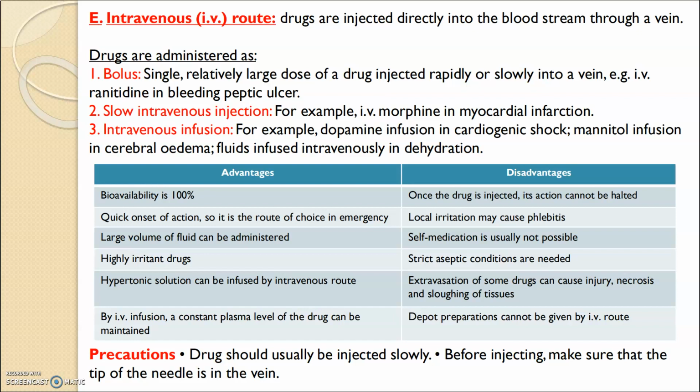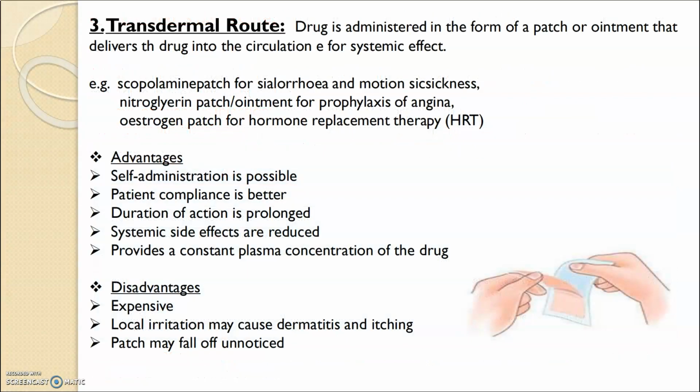Before injecting, make sure that the tip of the needle is in the vein. Next is a transdermal route. Drug is administered in the form of a patch or ointment that delivers the drug into the circulation for systemic effect. Example, scopolamine patch for sialorrhea and motion sickness.